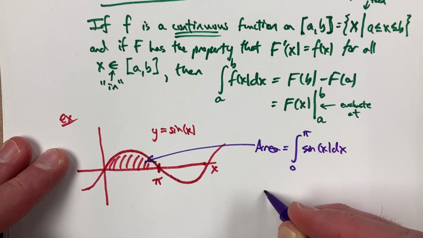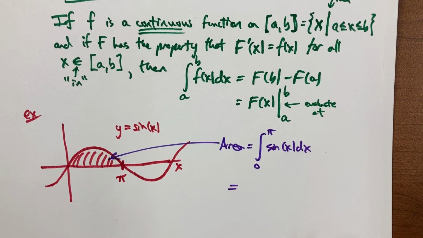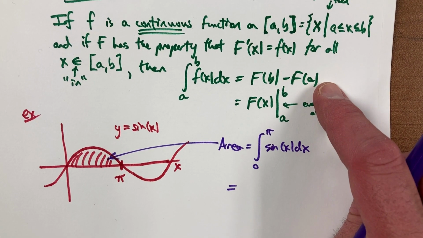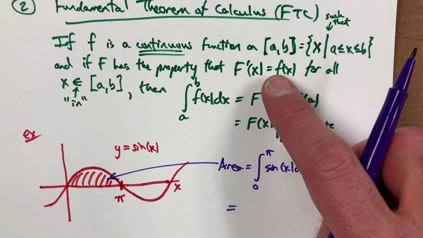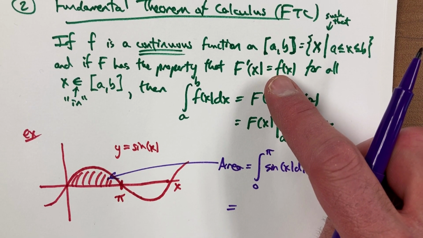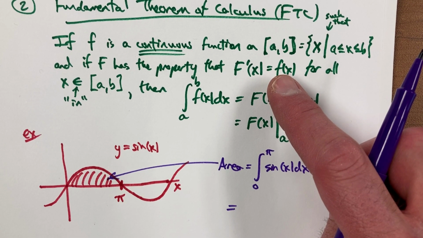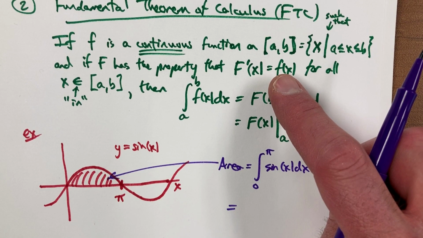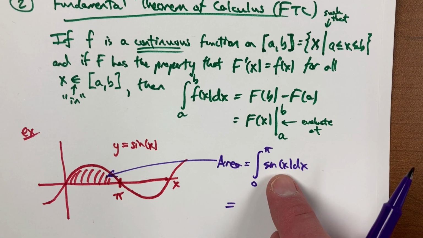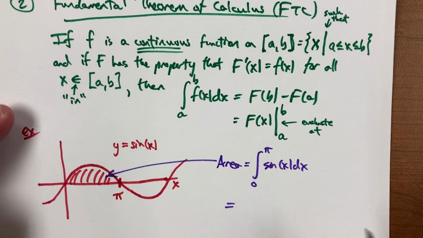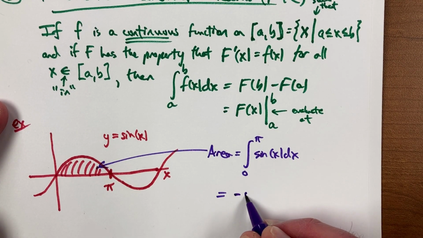I can use the fundamental theorem of calculus. The little f of x is the sine of x. So I need a big F, a capital F. I need an antiderivative of little f. By the way, it's fine to say antiderivative too. I usually say antiderivative. What's an example of an antiderivative of little f of sine of x here? Is it cosine? It's actually negative cosine of x.